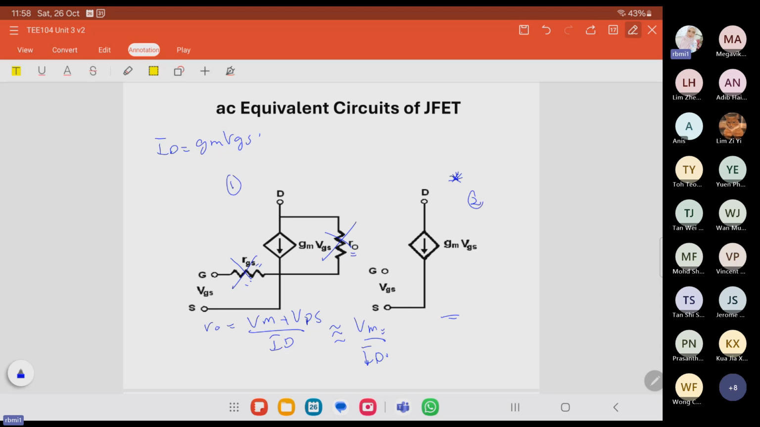Okay, how do we get this simplified version? We have the RGS and r naught in the first circuit. But if we consider the values of RGS and r naught to be infinitely large, or large enough to be neglected, then we can get this simplified circuit, circuit number 2, with no RGS and r naught. Only if the question mentions that RGS and r naught are infinitely large can we neglect them. If the question gives the values for these two, then you should include them in the calculations.